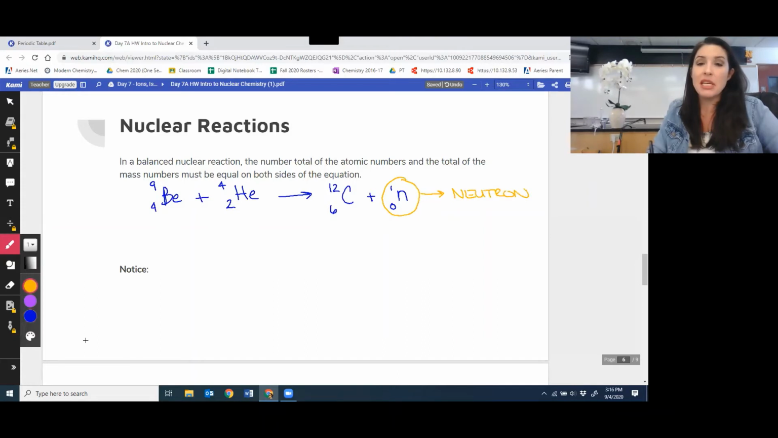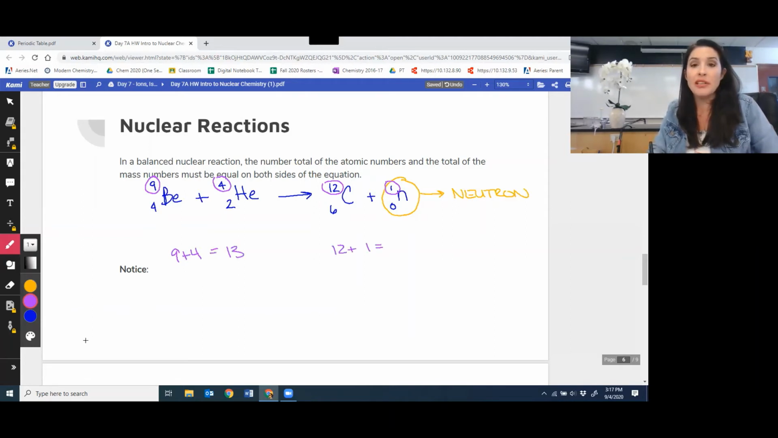And this makes sense because remember, the atomic number is the number of protons. There are no protons in a neutron. And the top number is your mass number. That's the total number of neutrons plus protons. So 0 protons plus 1 neutron is 1, and you'll have that go up there. So what I mean by balanced is if you look at these numbers, 9, 4, 12, and 1, what we expect to see is that the sums on each side are the same. So 9 plus 4 is 13. 12 plus 1 is 13.